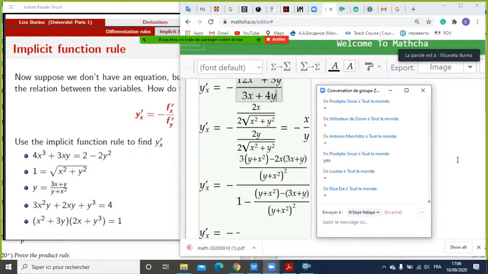Then what about the second one? With the second, I did the simplification. I got minus x over y. You too? Yes, okay. What about the third one now?